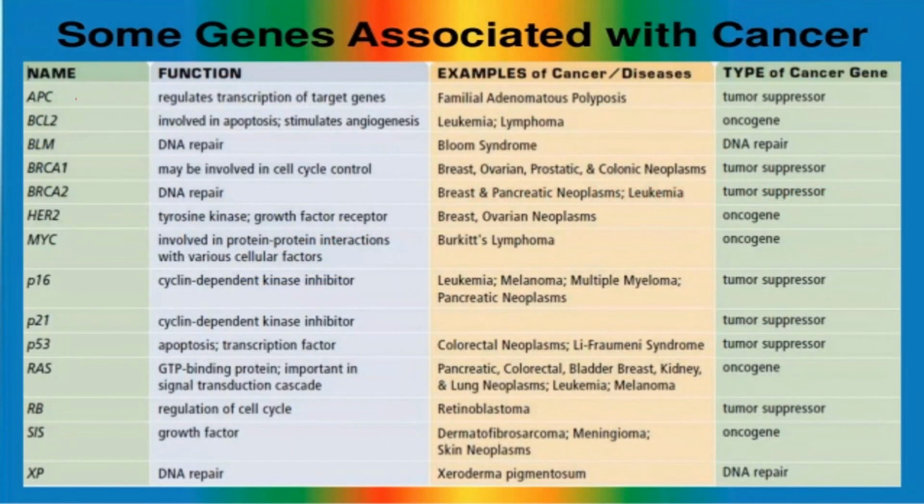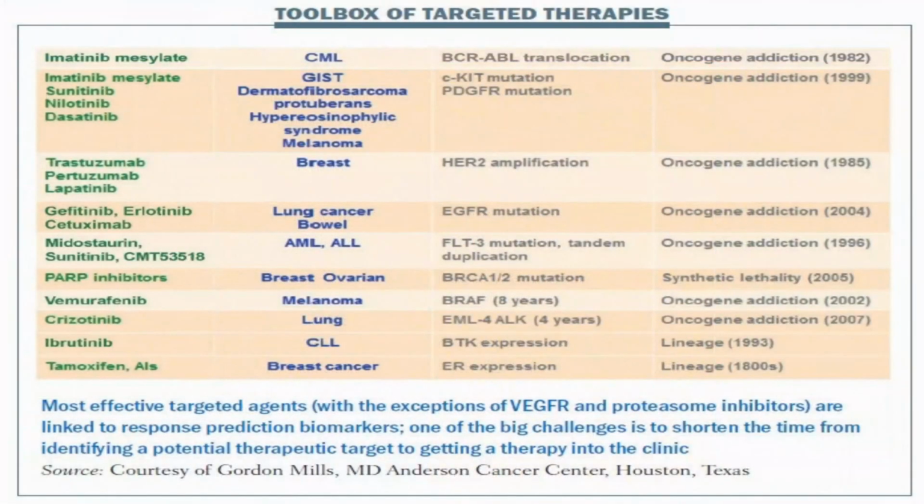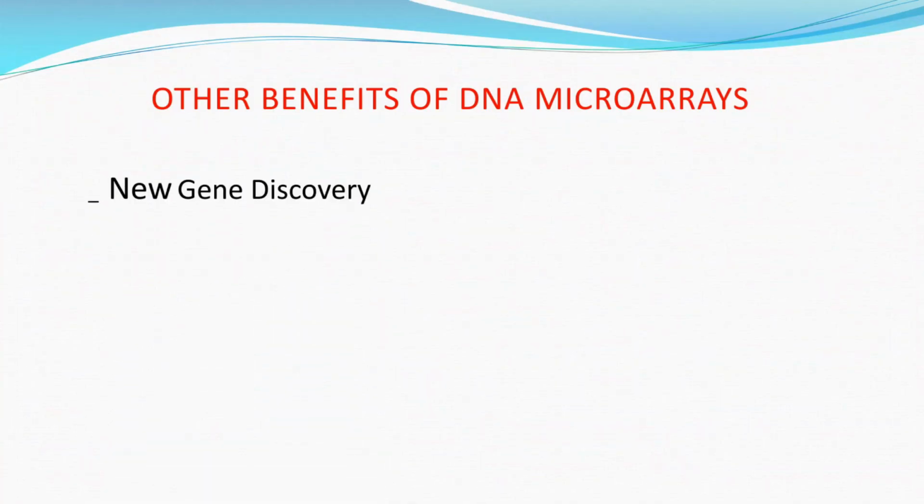Now this is an example of some genes associated with cancer. We know that APC is associated with colon cancer, BRCA1 and BRCA2 with breast cancer, RB with retinoblastoma, and so on. And this is targeted therapy. Why am I emphasizing gene expression so much? Because we can target therapy to suppress the overexpression of the abnormal gene, like trastuzumab for HER2 amplification. And another benefit of DNA microarray is new gene discovery.